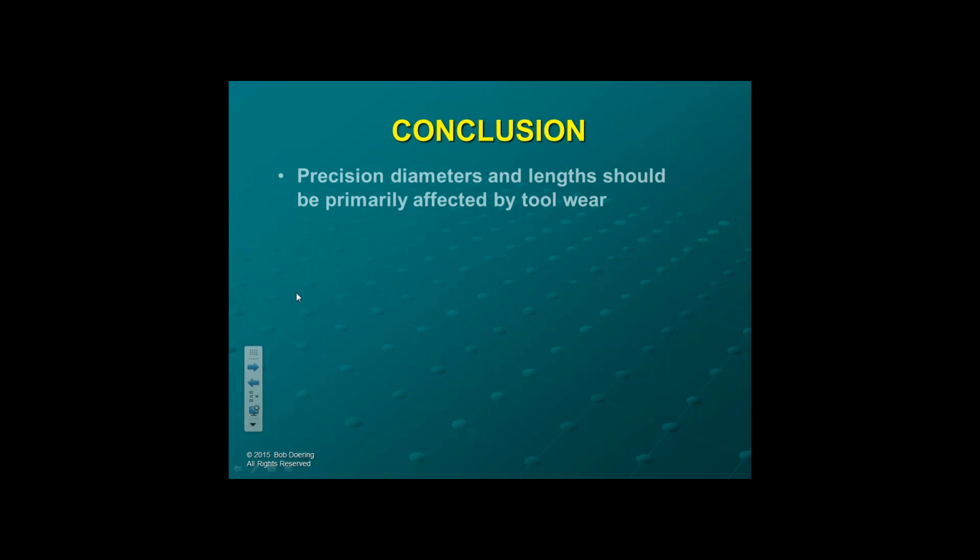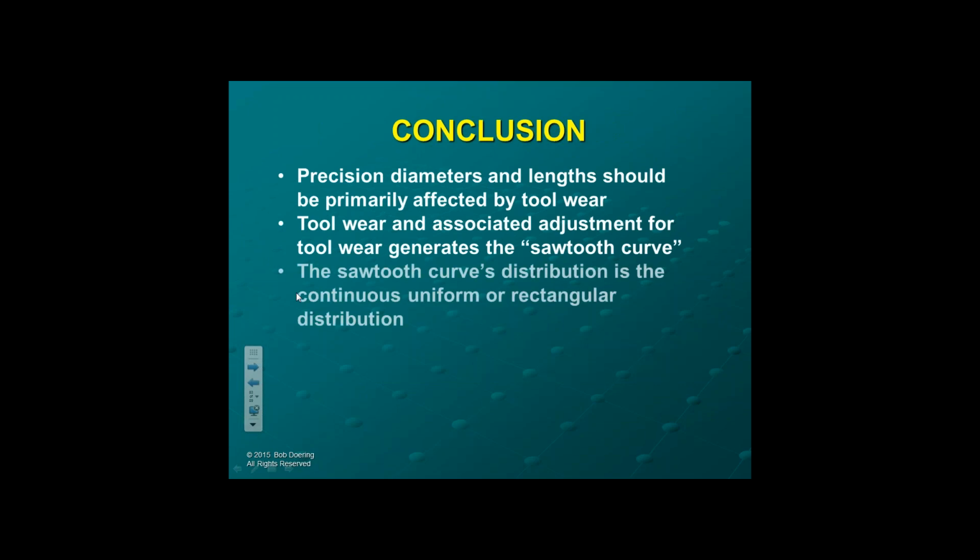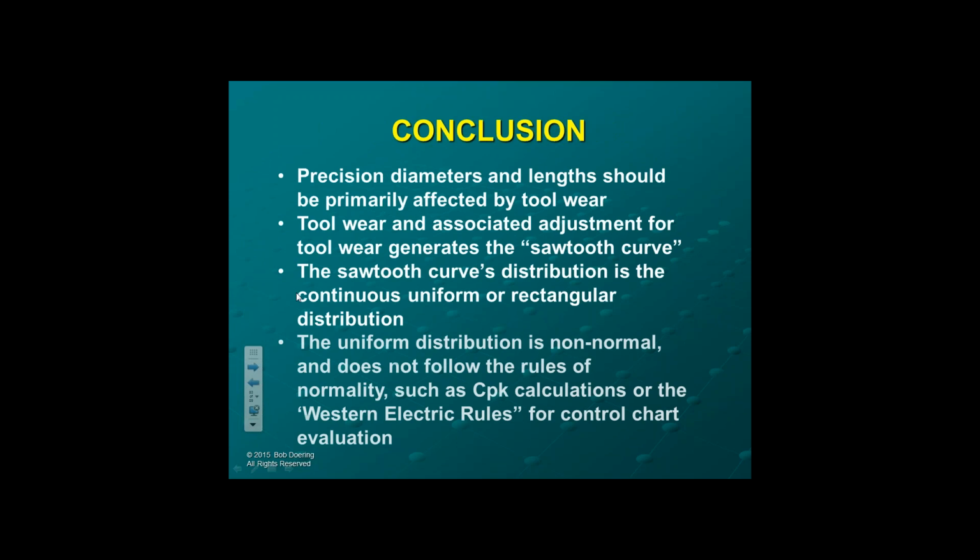So in conclusion, precision diameters and lengths should be primarily affected by tool wear. Tool wear and associated adjustments for tool wear generates the sawtooth curve. The sawtooth curve's distribution is the continuous uniform or rectangular distribution. The uniform distribution is non-normal and does not follow the rules of normality, such as Cpk calculations or Western Electric rules for control chart evaluation.